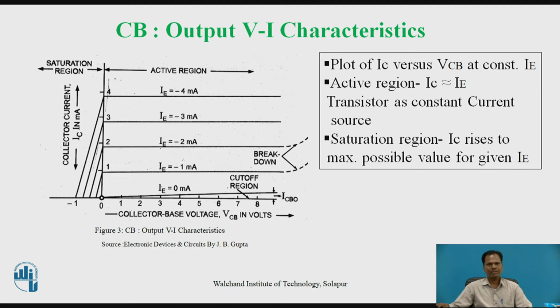The operation of the transistor is linear, and collector current is approximately equal to the emitter current, because collector current is slightly less than emitter current by the value of the base current. So the transistor can be used as a constant current source by operating it in its active region.